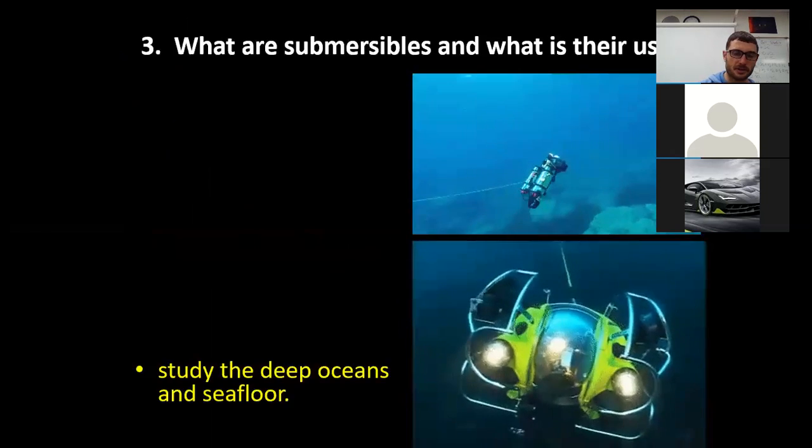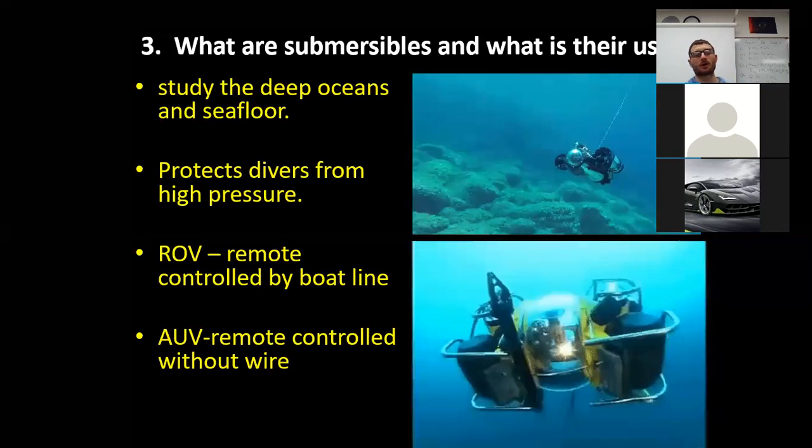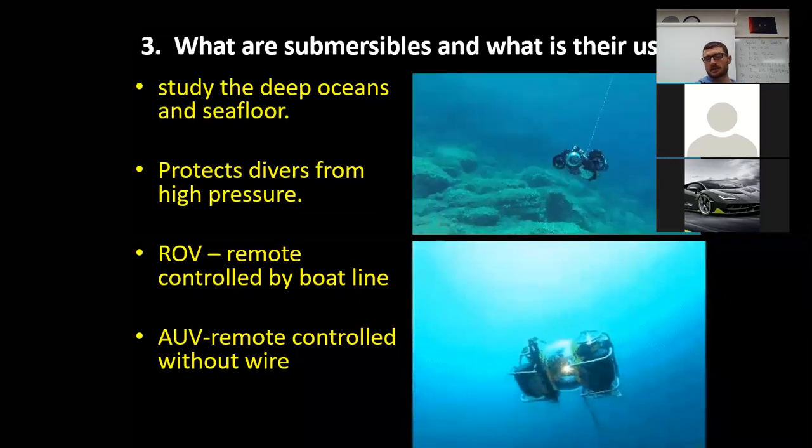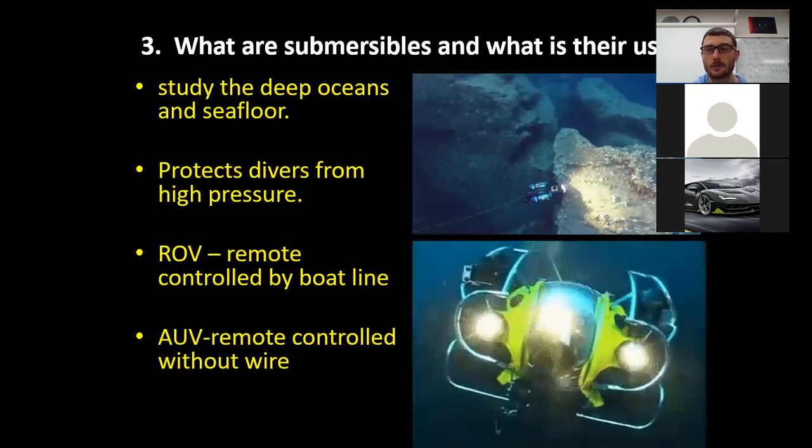Submersibles, this is where we finished yesterday. They study the deep ocean and are used to go deep in the water. ROVs are connected by a wire and AUVs are without a wire. I'm not going to explain in detail because it's already in my video yesterday. I also had a really cool video of some scientists using an ROV to swim in shark-infested waters.